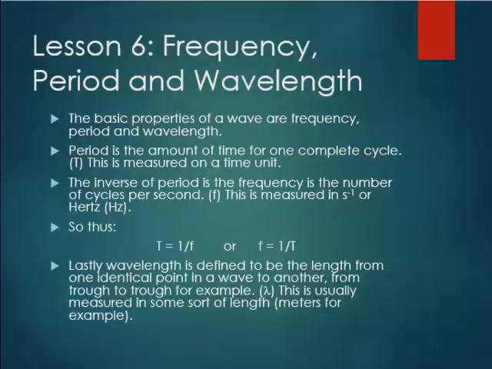Lastly, in our first definitions here, we have the wavelength, and this is defined to be the length from one identical point in a wave to another, usually measured from trough to trough, for example. It's denoted by the Greek letter lambda, and is measured in some sort of length, meters, for example, but can also be down to millimeters, nanometers, micrometers, or so on.